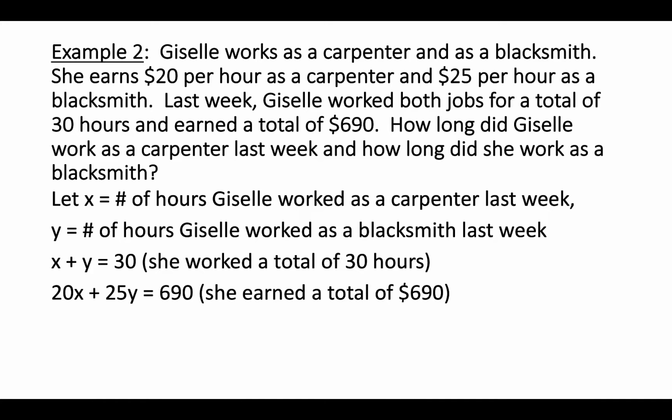Giselle works as a carpenter and as a blacksmith. She earns $20 per hour as a carpenter and $25 per hour as a blacksmith. Last week, Giselle worked both jobs for a total of 30 hours and earned a total of $690. How long did Giselle work as a carpenter last week, and how long did she work as a blacksmith?